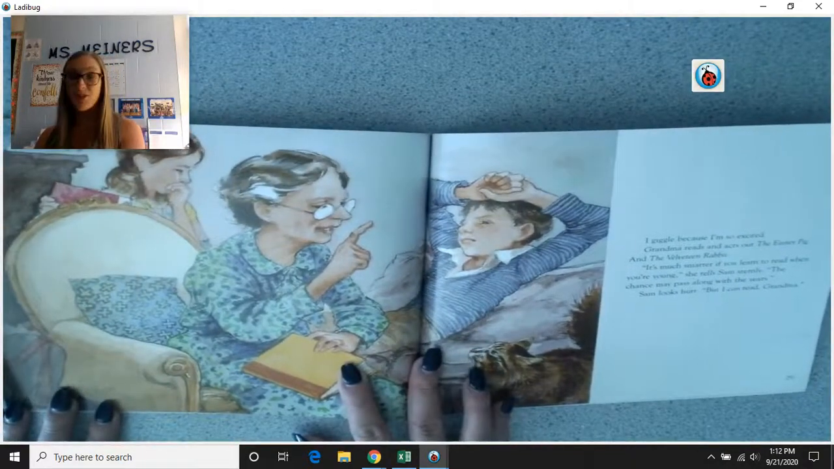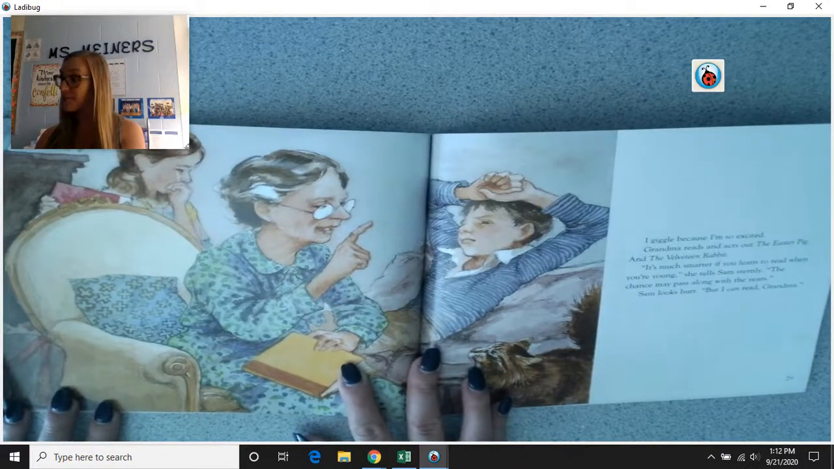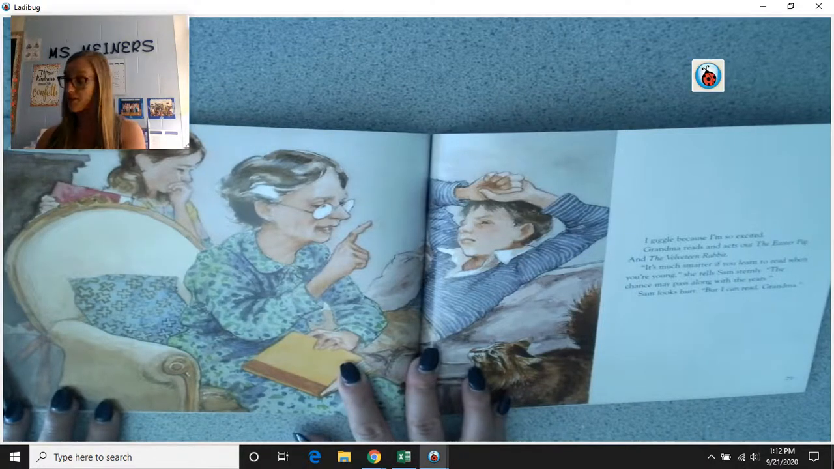I giggle because I'm so excited. Grandma reads and acts out The Easter Pig and The Velveteen Rabbit. It's much smarter if you learn to read when you're young, she tells Sam sternly. The chance may pass along with the years. Sam looks hurt. But I can read, Grandma.